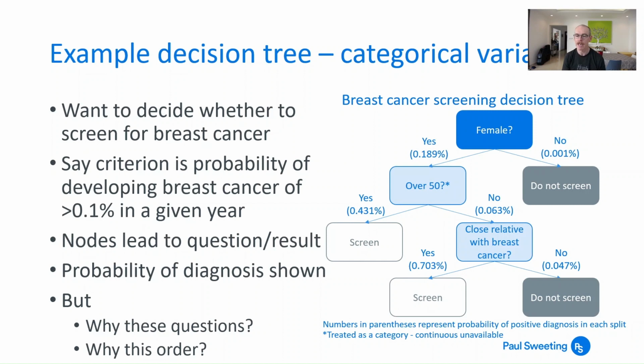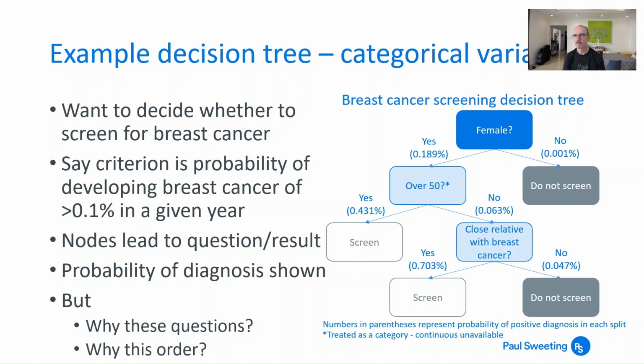If someone at the end of this process has a probability of greater than 0.1%, then you want to screen them. So the probability of diagnosis at each of the different points is shown. That's the number in the parentheses. And this is what we have so far.